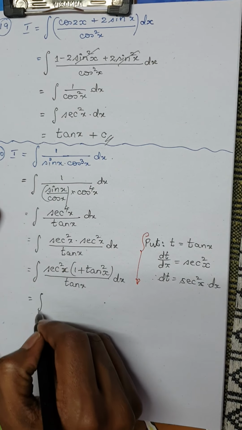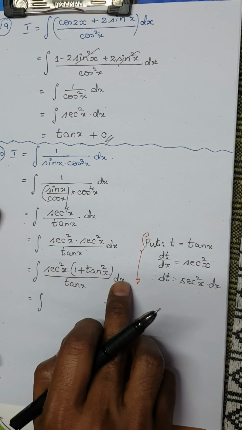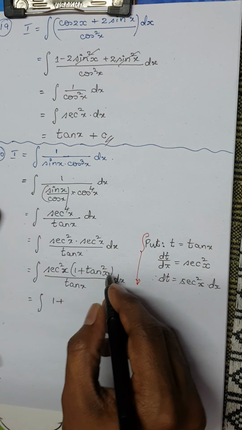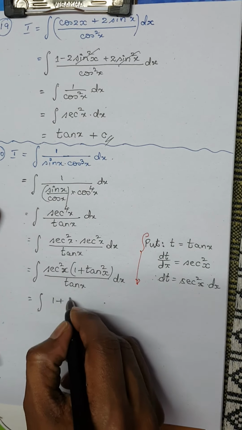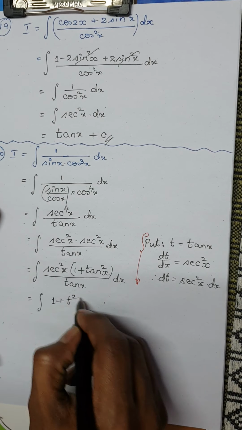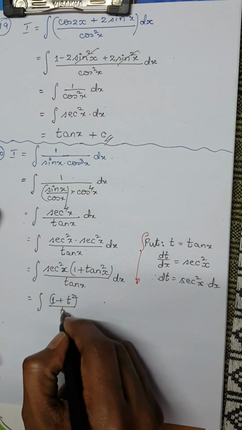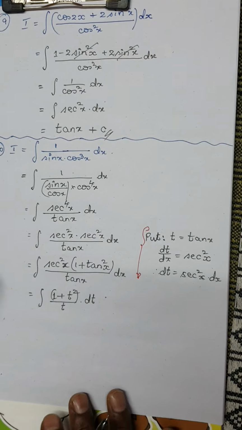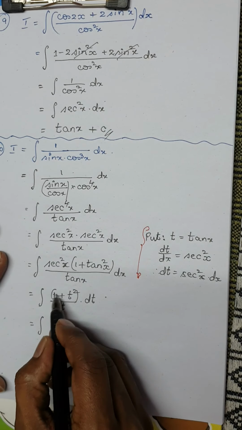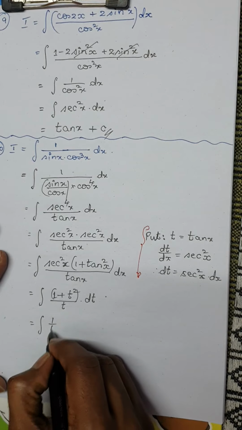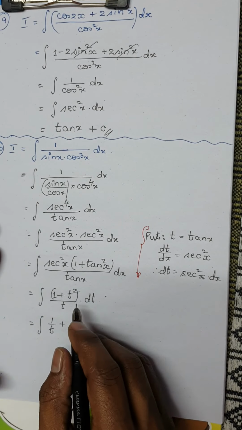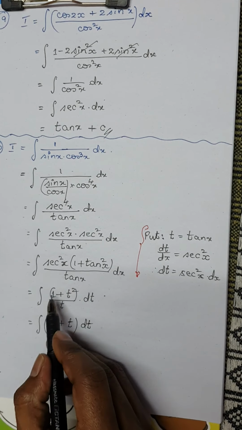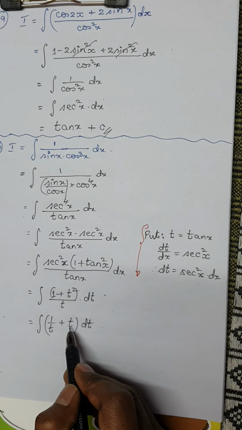This is nothing but integral of, now remember, secant square x dx, I'll just consider it as dt. These two terms. So I have 1 plus tan square, and tan I've taken as t, so it is 1 plus t square divided by tan x, which is t, and secant square x dx would be dt. So this is nothing but integral of, if you split up the integral, I will have 1 by t plus t dt, because 1 by t as it is, and t square by t will give me t.